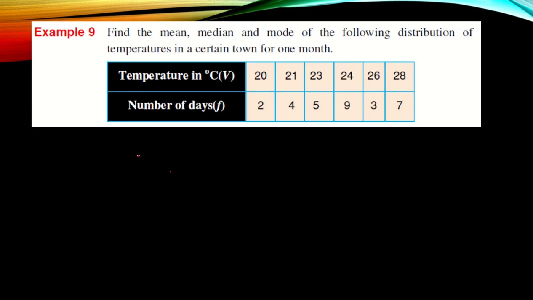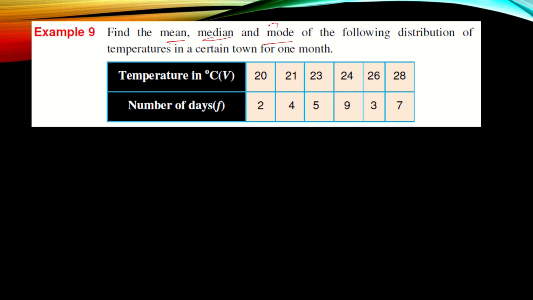But if the data is given to you in table manner, by the way, here we are asked to find the mean, the median, and the mode, all of them. This example will finalize our lesson for today, because the table is given to you just data. So we are asked to find the mean, the median, and the mode.